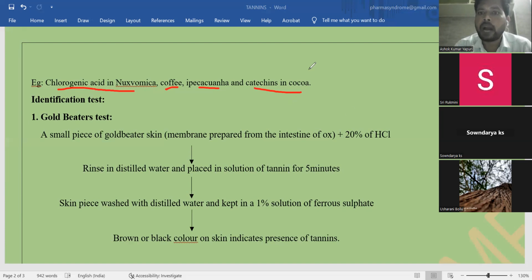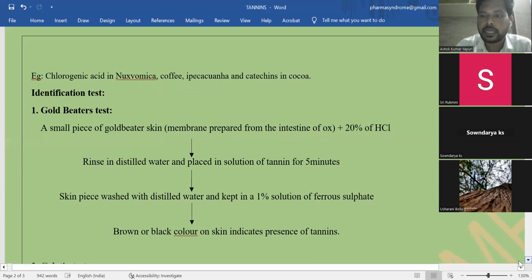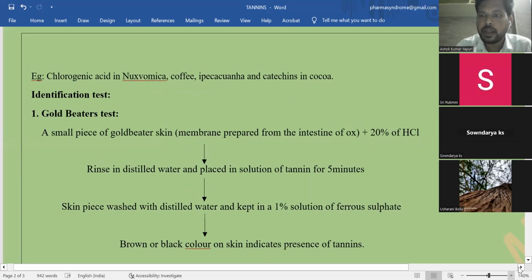And here, after completion of this detailed information regarding the classification of tannins, next we are moving to the different identification tests for the tannins.